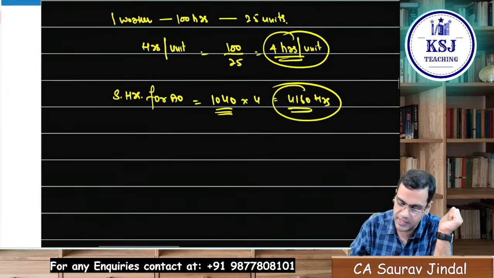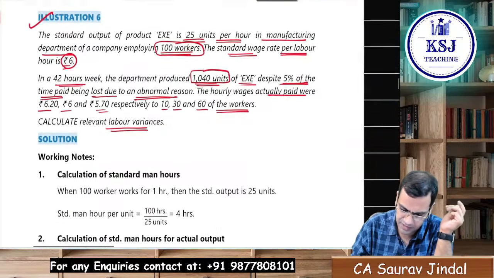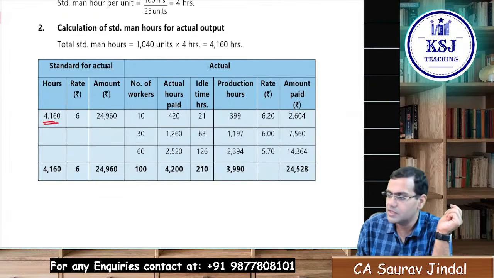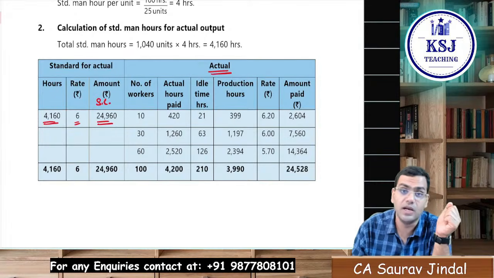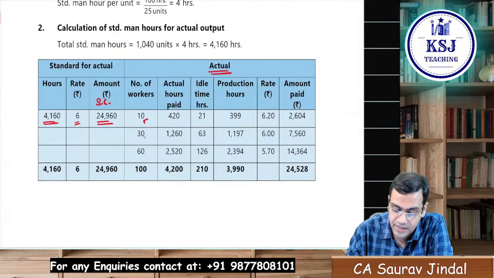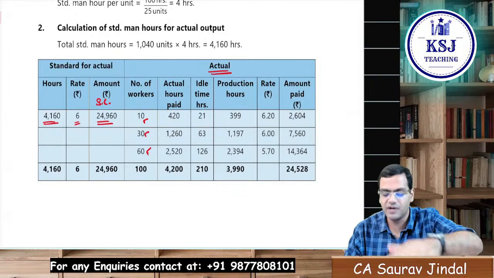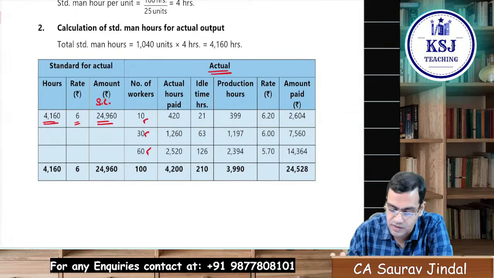Now we can prepare the table. Actually, the table is prepared, sir. For 4160 hours, the standard rate is given, that is 6. So the amount you will get is the standard cost. The actual number of workers is 10, 30 and 60. Some workers are paid at different rates, so there are 3 categories of workers, right?